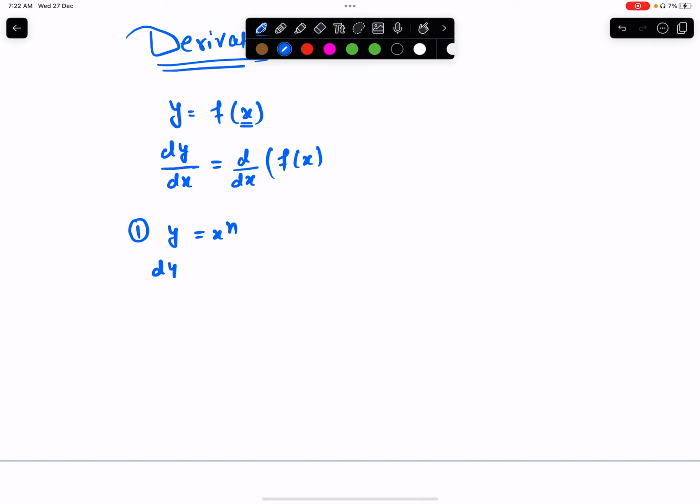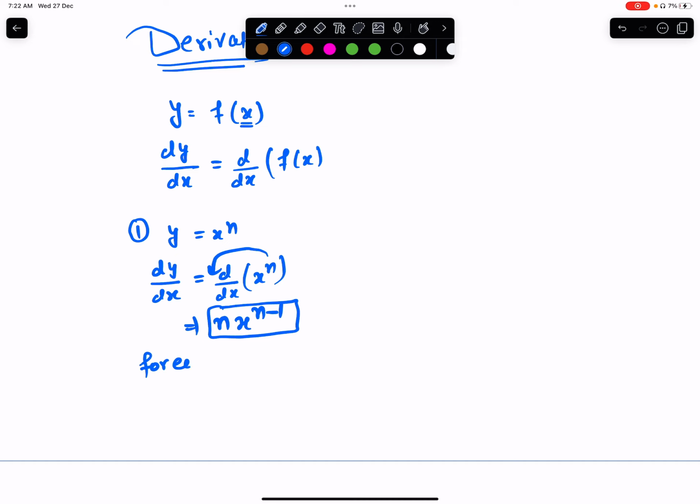We will solve that as dy by dx equals d by dx of x raised to the power n. So this becomes n comes out here, and x raised to the power n minus 1. This is the derivative of x raised to the power n.